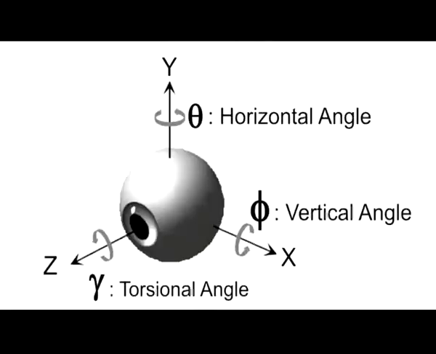Now, we would like to introduce you to how the eye moves. Actually, the eye moves in three dimensions, which are the horizontal and the vertical movements, and also the torsional. As we see here in this picture, the eye can move in the horizontal direction, in the vertical, and also in the torsional.